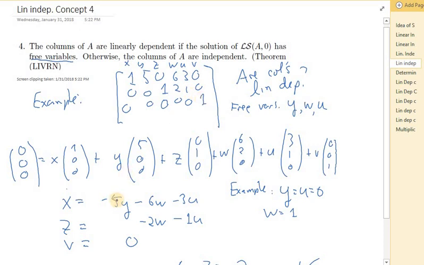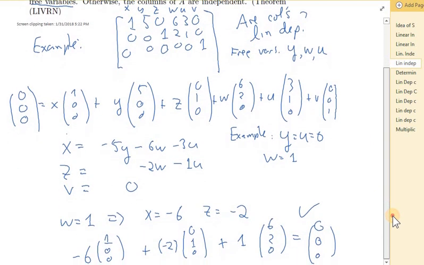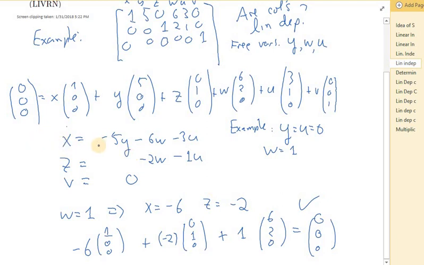All right, now, if I plug in any values of these free variables, I get a non-trivial solution to this linear dependence relation. Now, you might ask, what about the v equals 0? Doesn't matter. Non-trivial means at least one is non-zero. So, for instance, I could choose y equals u equals 0 and w equals 1. If I choose w equals 1, then that would give me x equals minus 6 and z equals minus 2.